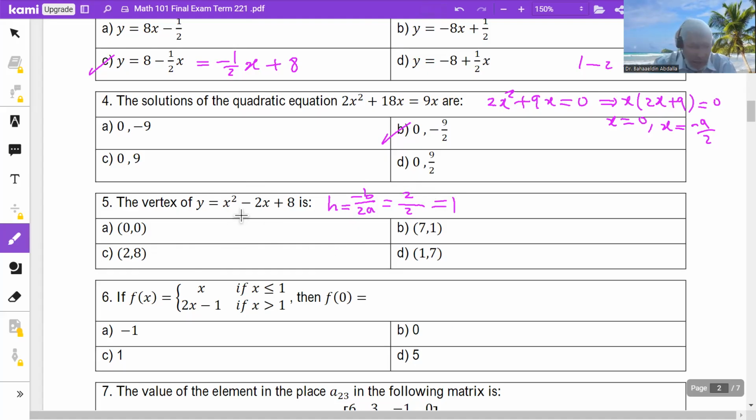So negative b over 2a, 2 over 2, that's 1. So it should be this solution. To check, let us find k. Well, how to find k? We replace x by 1 here, because k is the y coordinate of h. Remember, the vertex is h and k. So if you know h, that's the value of x. So 1 minus 2 is negative 1, plus 8 is 7. So the vertex is 1 and 7.